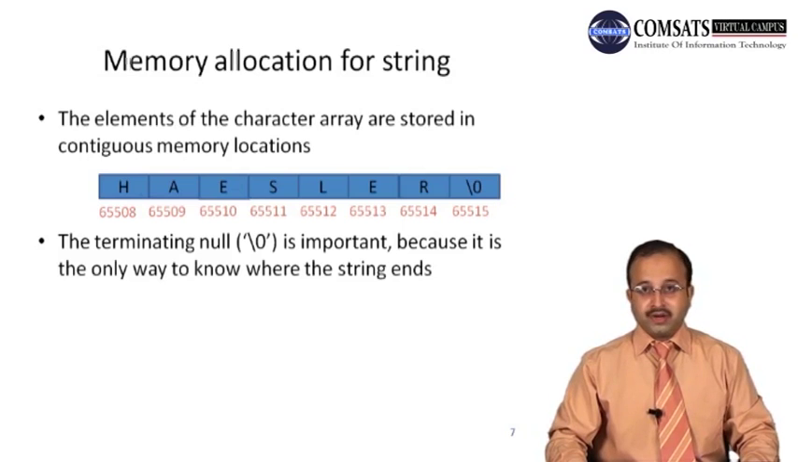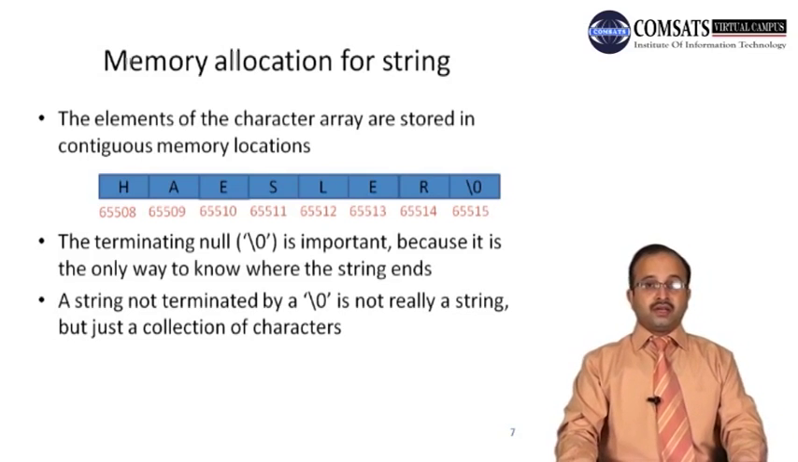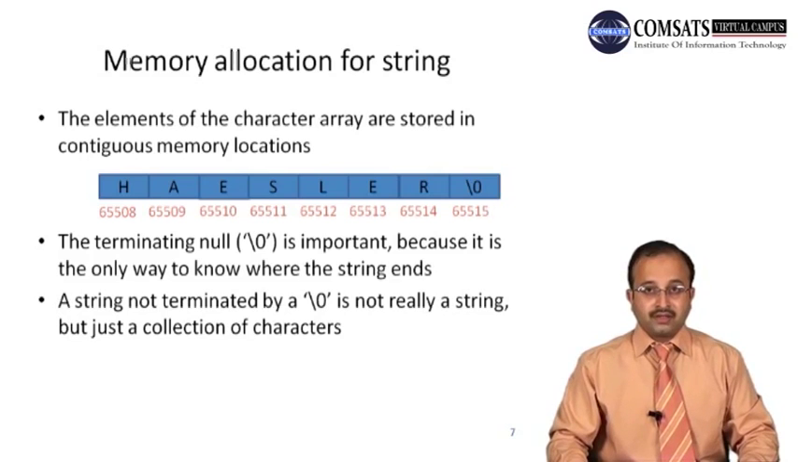So an integer array has no terminating character. You have to be careful about the size of the array, right? And similar is the case with the floating point array, but in the string we always know that the string terminates at the null character. A string not terminated by a null character is not really a string, but just a collection of characters. So whenever I say it's a string, it means a collection of characters, whether 1 character or more than 1 character, terminated by a null character. So null is actually the terminating character of the string. It tells where the string ends.